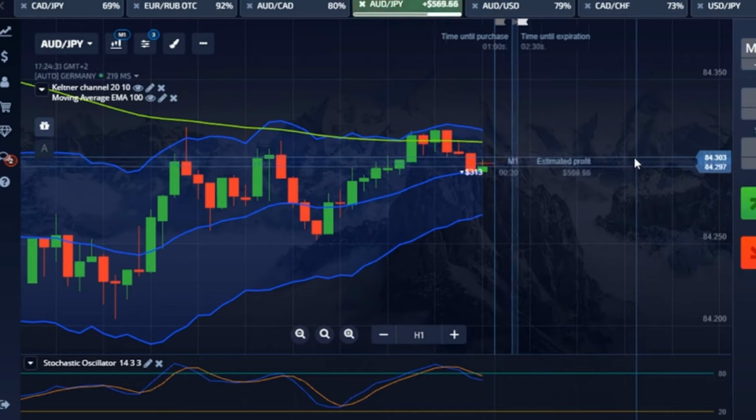When trading, it is not advisable to place trades when the Keltner channel upper and lower lines are converging towards each other, because it usually results in the market moving in one direction.